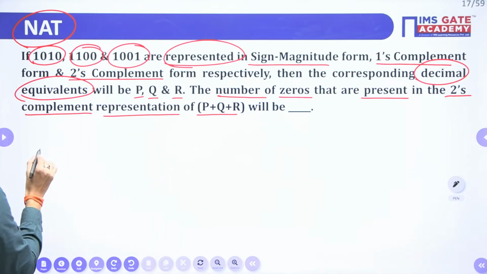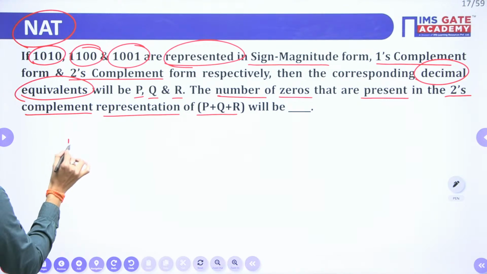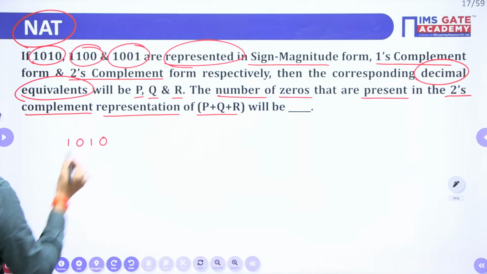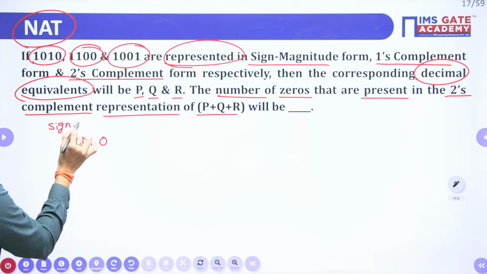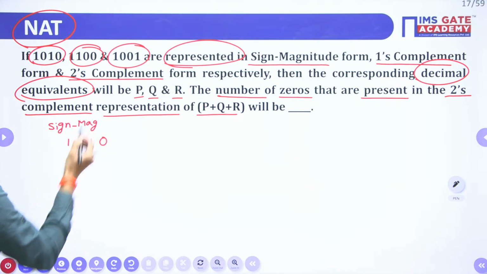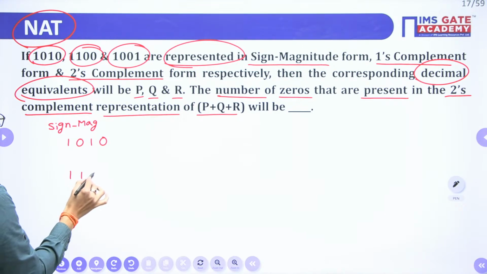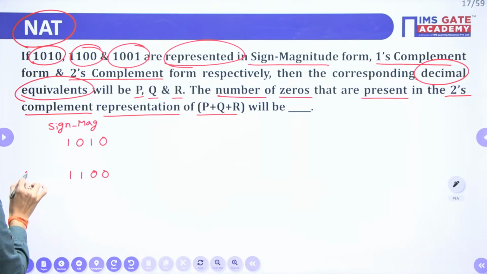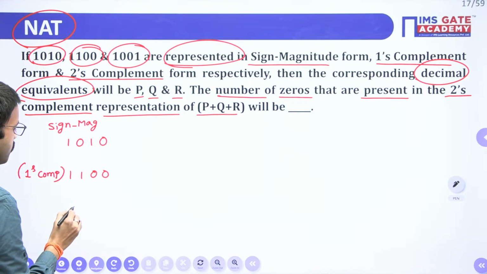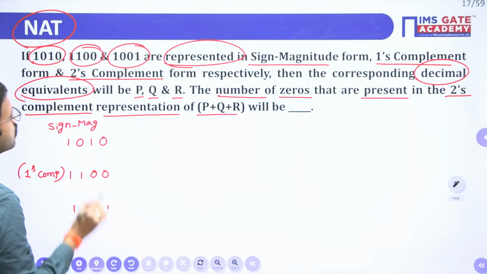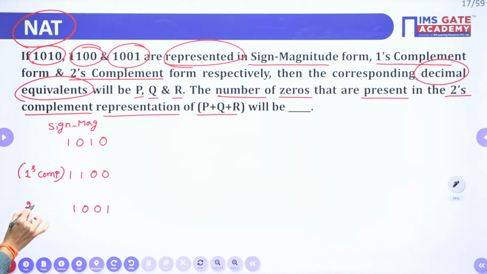So they have given three numbers: 1010, which they have mentioned is in sign magnitude, another number 1100, which is in 1's complement form, and one more number 1001, which is already represented in 2's complement form. See, the wording is very, very important.